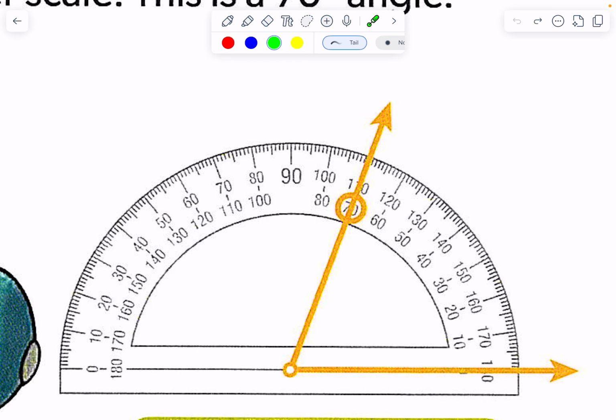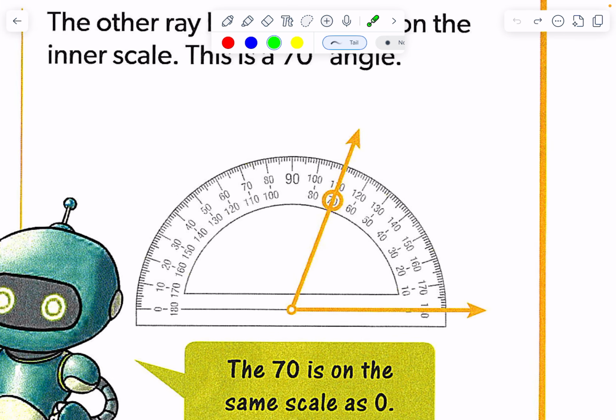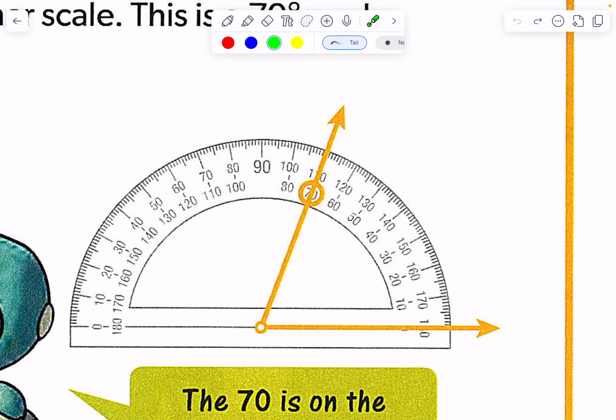Some students might say, no, the answer is 70. Other students might say, no, I disagree. The answer is 110. What you can ask students is, well, what type of angle is this? We know that there are 3 types of angles. There are acute angles, which are less than 90 degrees. Then there are right angles, which are 90 degrees. And then we have obtuse angles, which are larger than 90 degrees.